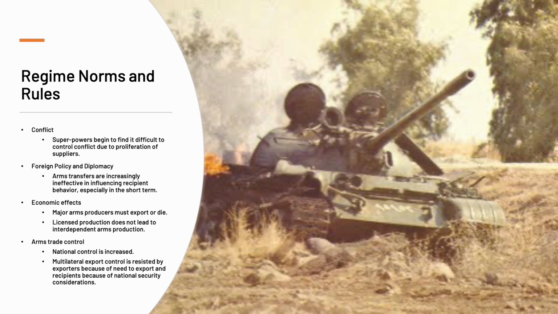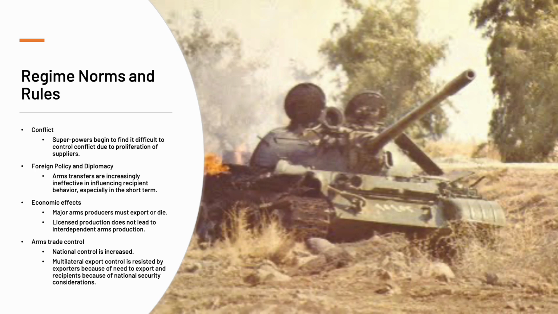Now let's look at the regime norms and rules during this particular period. Let me start with the fact that, remember on the first slide when we went over the boundaries and environments and the structure and stratification of this particular era, the fact that you're having a rise in suppliers around the globe has a massive effect on the regime norms and rules during this particular era. Remember that prior to this era, you really only had a few states to choose from if you wanted to import arms. Now you had a plethora.